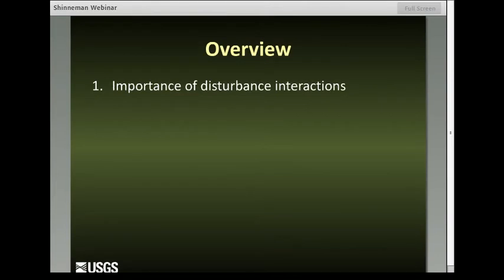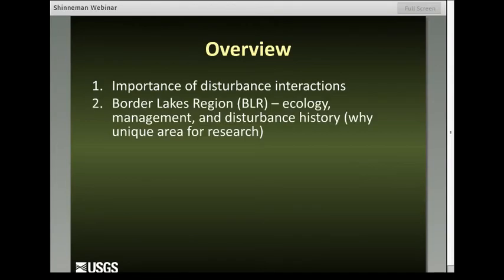In this presentation, I'd like to start off by just briefly discussing disturbance interactions, especially in terms of priority research areas. And I'd like to talk a little bit about why the Border Lakes is a special landscape, both in terms of its ecological and conservation significance, but also because of its myriad opportunities for research, especially disturbance-based research within a fairly complicated forest matrix in a fairly dynamic landscape.